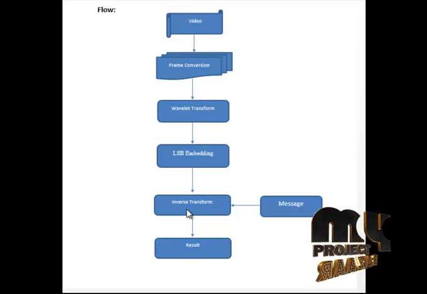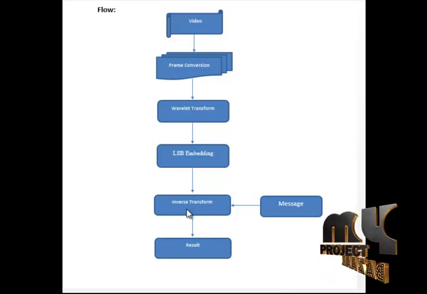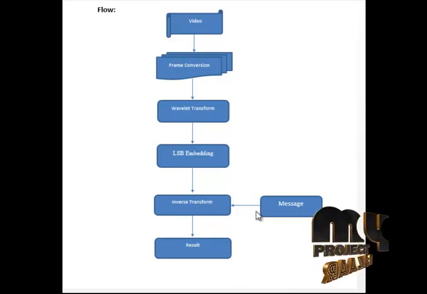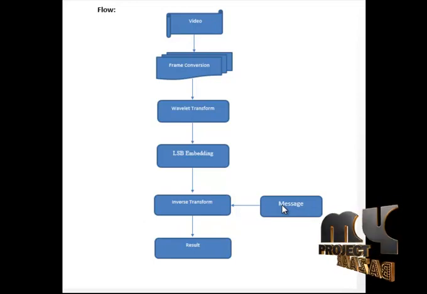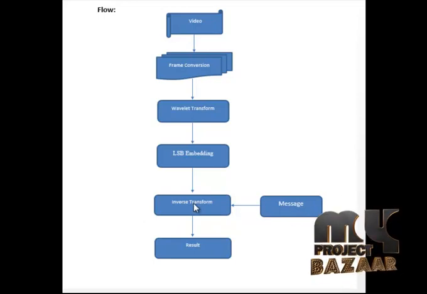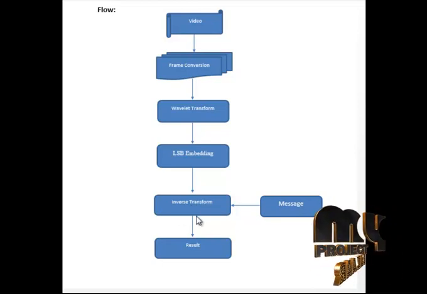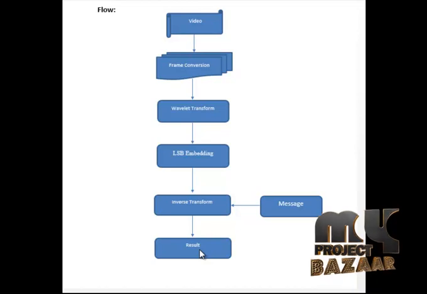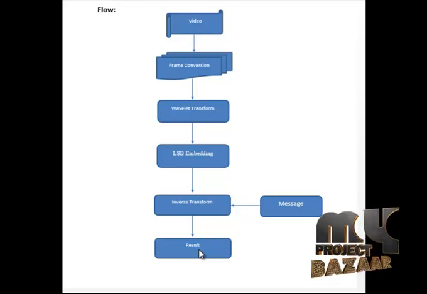The inverse transform is used to produce the images in the original form. After this, in this domain, we are going to embed the images. For those images also we have to apply the wavelet transform. The transformed coefficients are going to be embedded with the selected frames. After this, we are going to produce the watermarked video. In that watermarked video, we are going to insert the embedded frames.